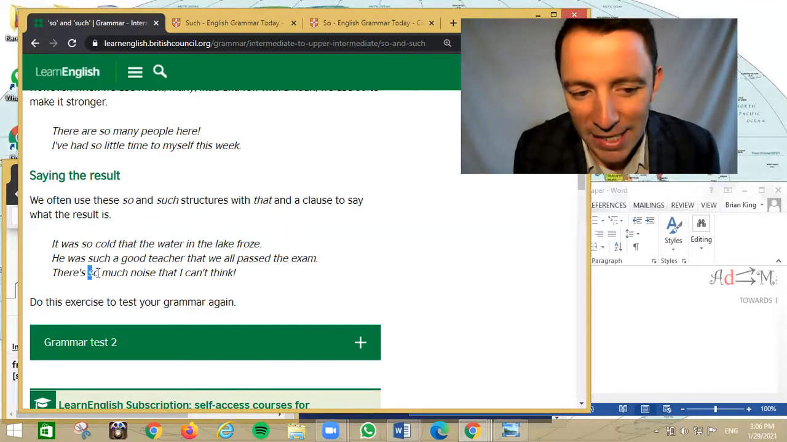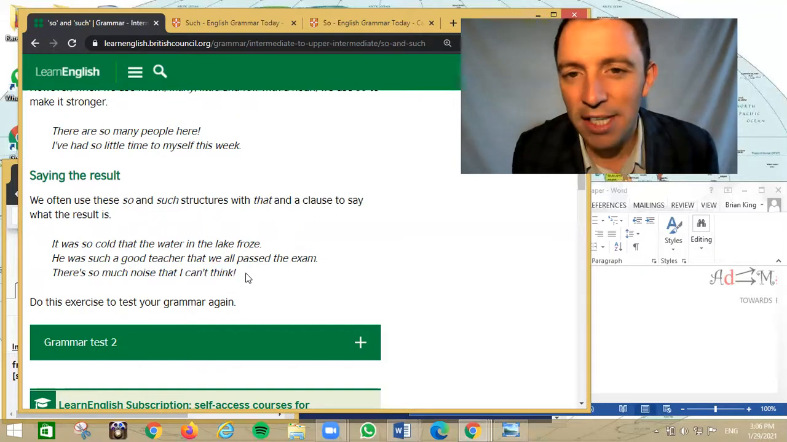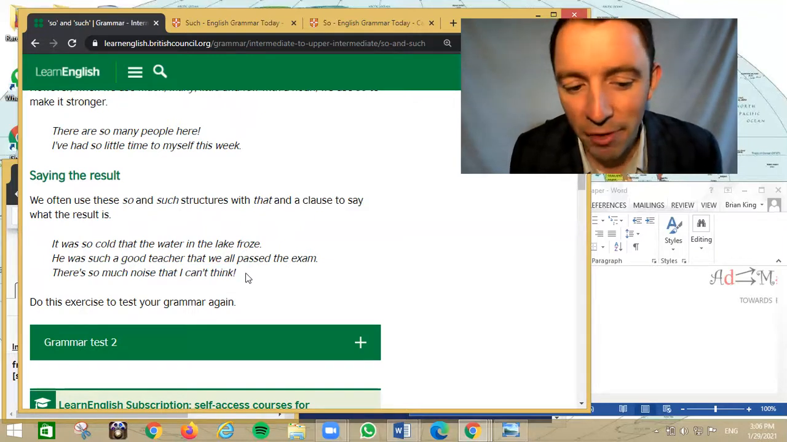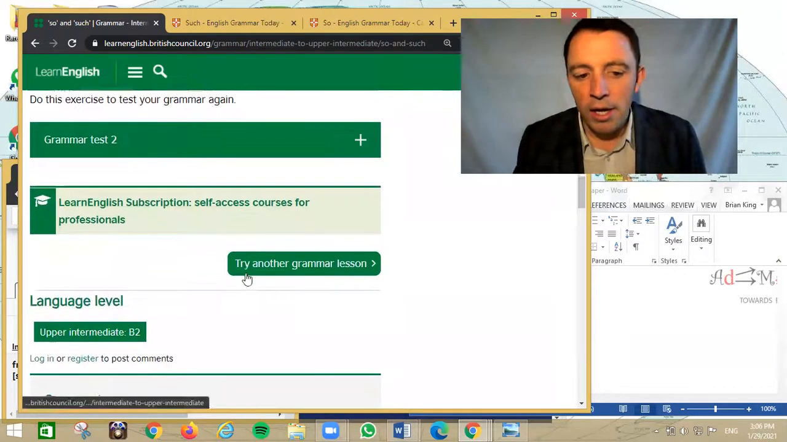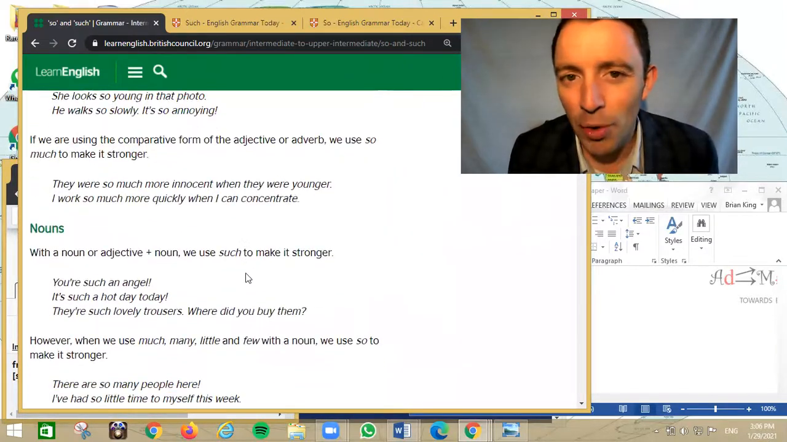The next one: "There is so much noise." Again, it's to intensify the noise. "There's so much noise," and the consequence of the noise, "that," and the new clausula, nueva clausula, "I cannot think." So that's a very important part, in my opinion, for sure. That's the basic explanation of "so" and "such."